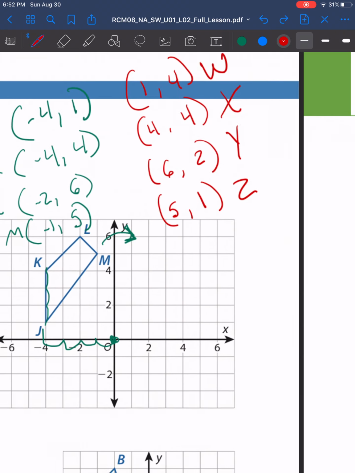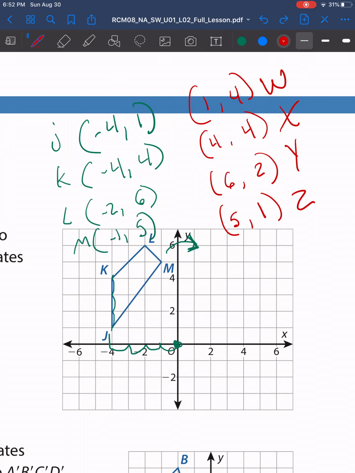Okay, now let's go put these in and see if it's a nice little rotation. So we want to go over 1, up 4. And we want to go over 4, up 4. Over 6, up 2. Over 5, up 1. Oh, you guys, this is looking good. Holy smokes, everybody. I think we did it. Now I just have to label it. W, X, Y, and Z. Wow. Holy smokes, you guys. That is the coolest trick ever.